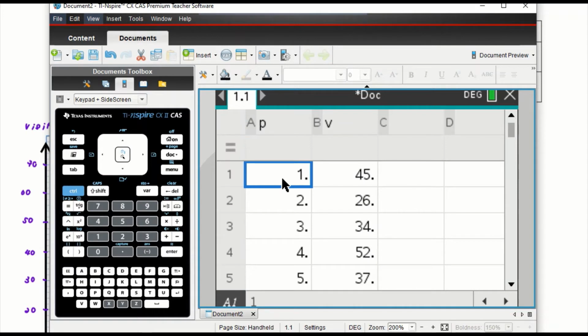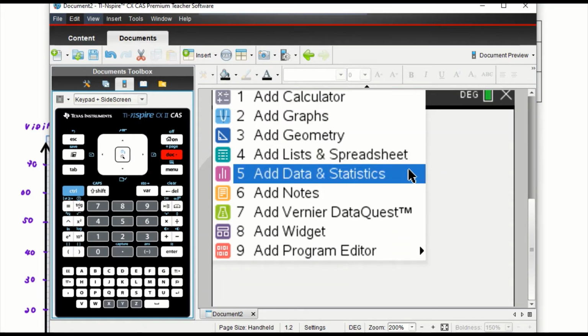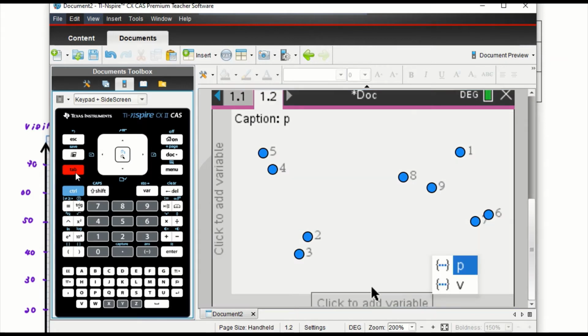So you need to insert another page first. So control page, so add data and statistics is exactly the same as how you create a scatter graph. Okay, so now after you click this, then you'll be able to see this. So we need to click to add in our variable, right? So same thing, move your cursor, or you can just press tab in your calculator. After that, the calculator will straight away show you that you can add in your variable.